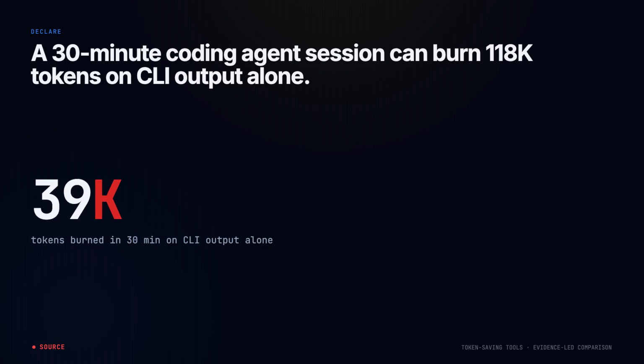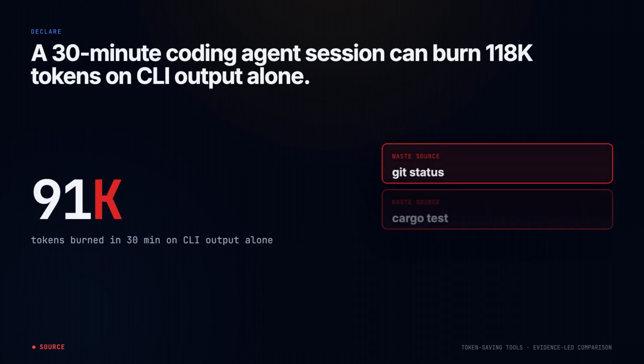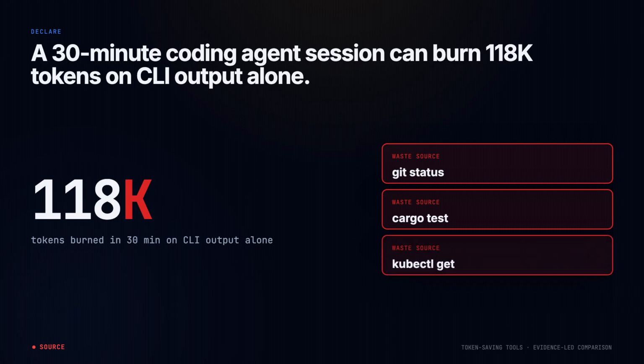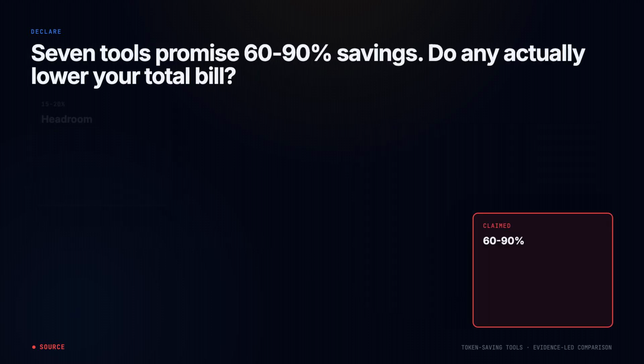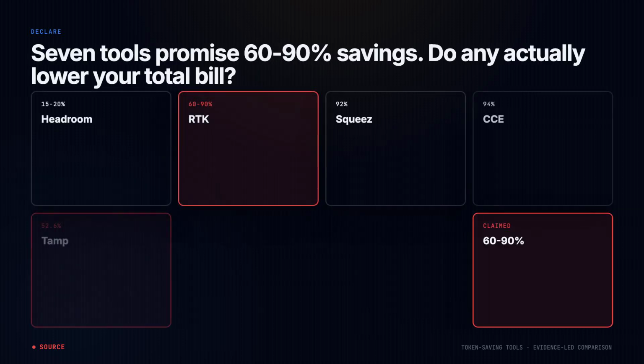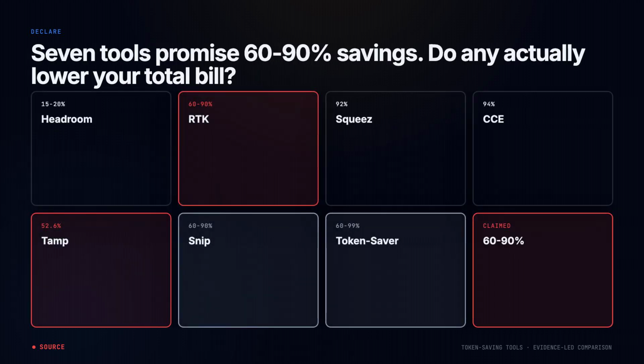Token-saving tools for coding agents promise to cut waste. A 30-minute session can burn 118K tokens on CLI output alone. 7 tools promise 60 to 90% savings. Do any actually lower your total bill?